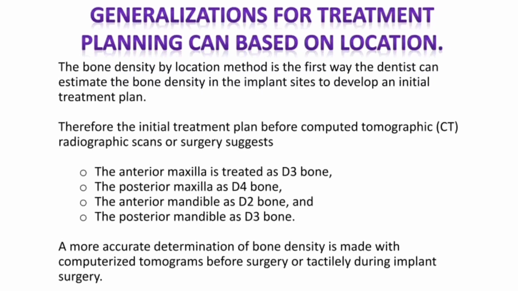Therefore, the initial treatment plan before computed tomographic, CT, radiographic scans or surgery suggests the anterior maxilla is treated as D3 bone, the posterior maxilla as D4 bone, the anterior mandible is D2 bone, and the posterior mandible is D3 bone. A more accurate determination of bone density is made with computerized tomograms before surgery or tactilely during implant surgery.